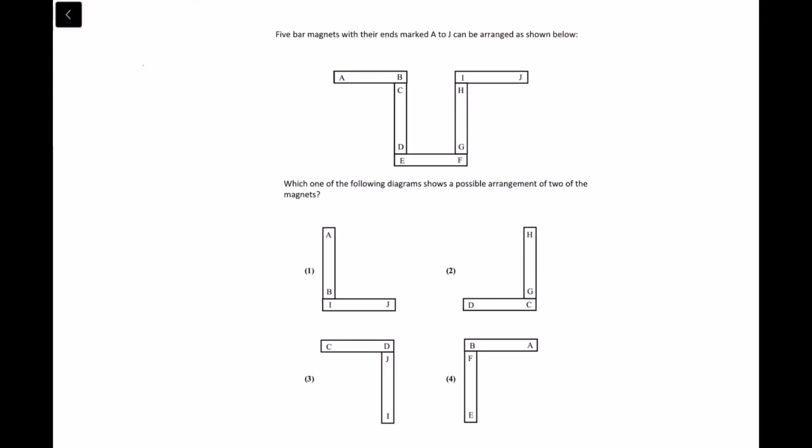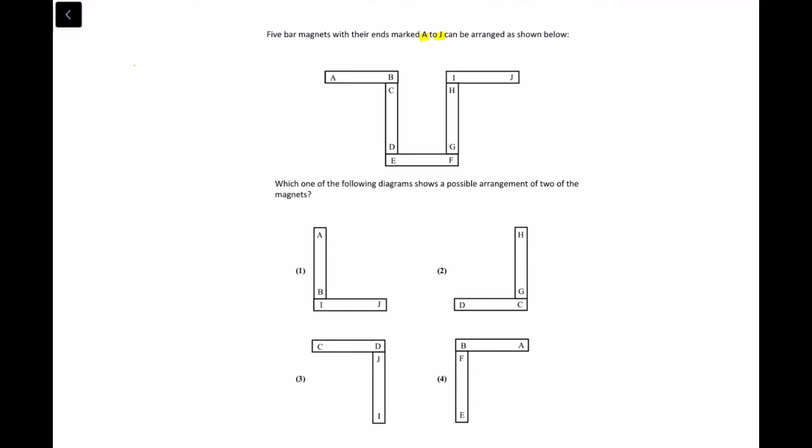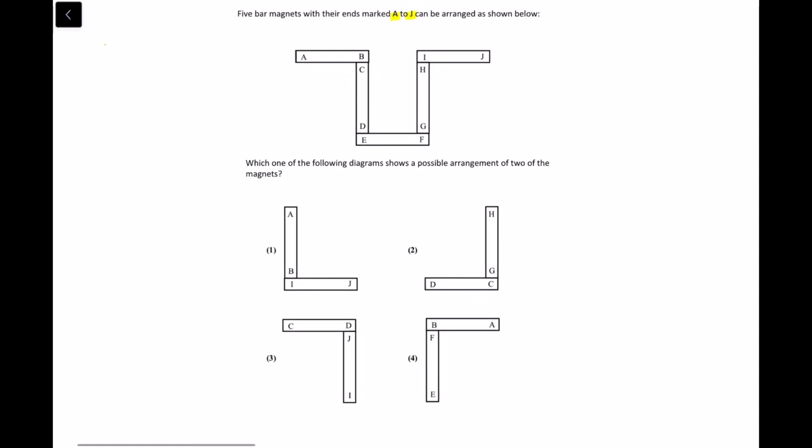Five bar magnets with their ends marked A to J can be arranged as shown below. Which one of the following diagrams shows a possible arrangement of two of the above magnets?